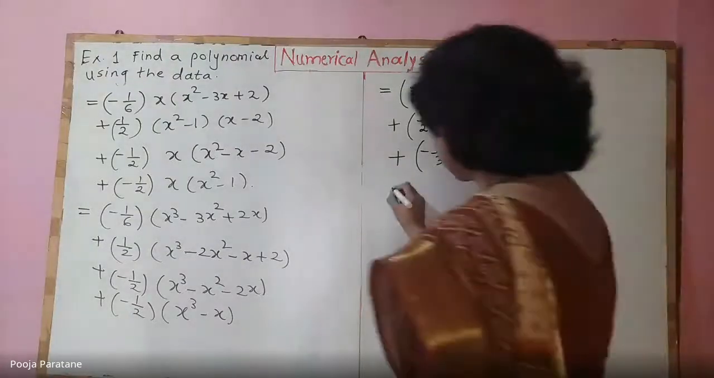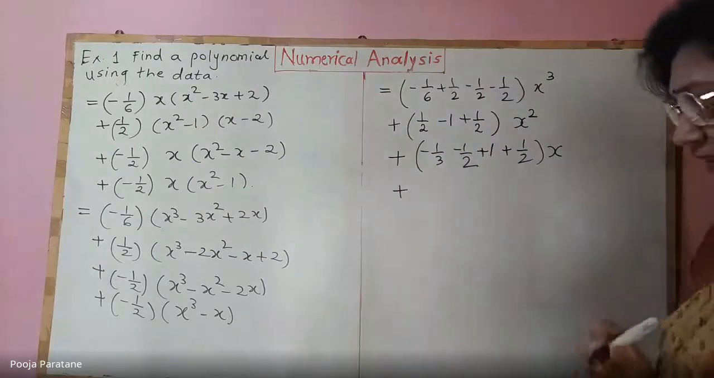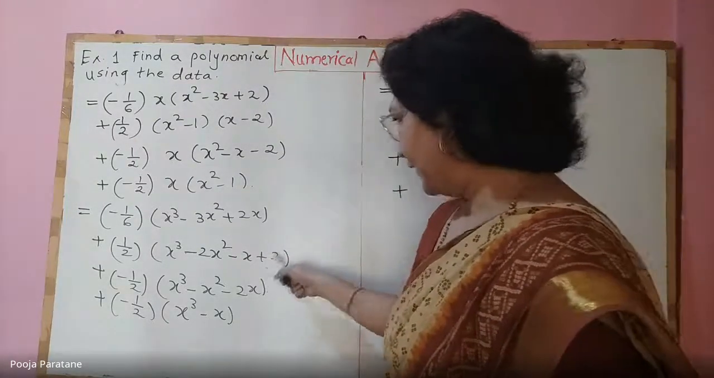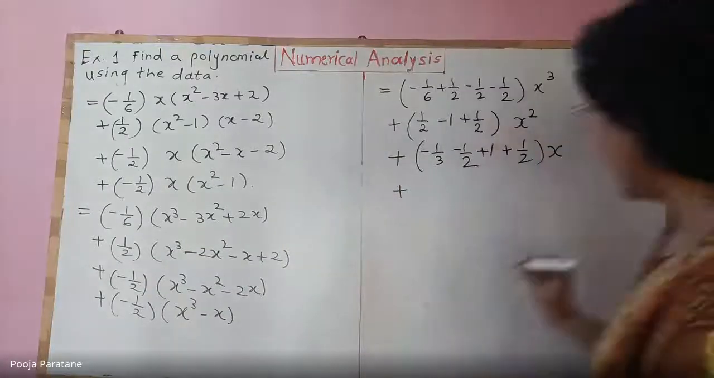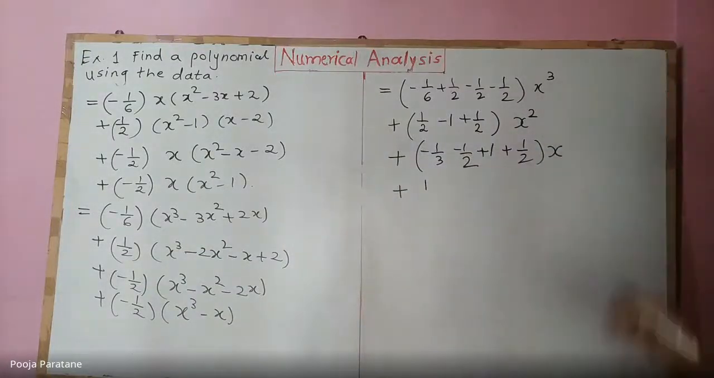And now the constant term. The constant term is present only here, and it is 1 upon 2 into 2, that is only 1. That is plus 1. Right? And now in the first bracket, this plus 1 upon 2 will get cancelled. And minus 1 upon 2 is minus 1 upon 6, minus 1 upon 6 minus 3 upon 6. So it is minus 2 upon 3. So minus 2 upon 3 x cube.